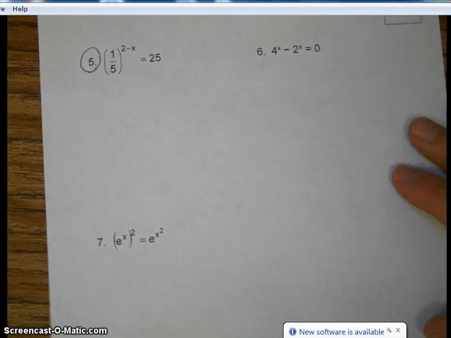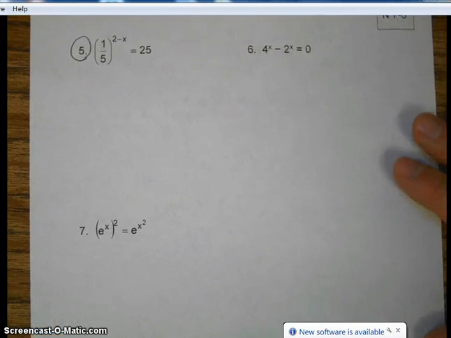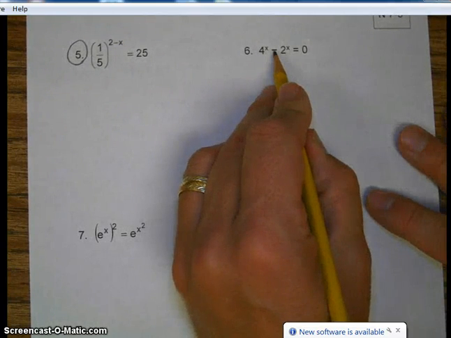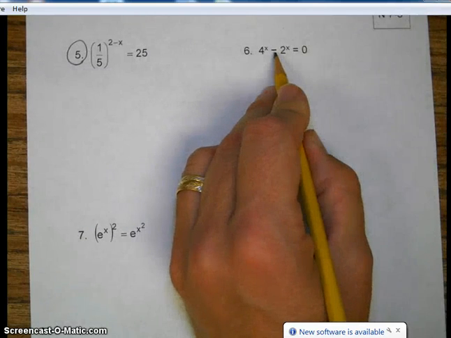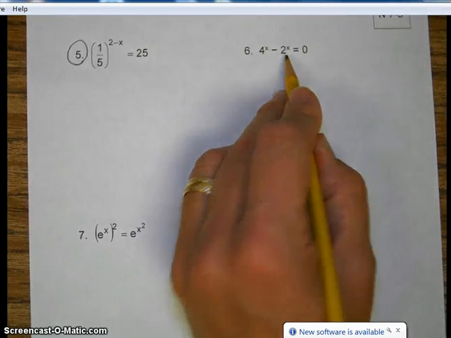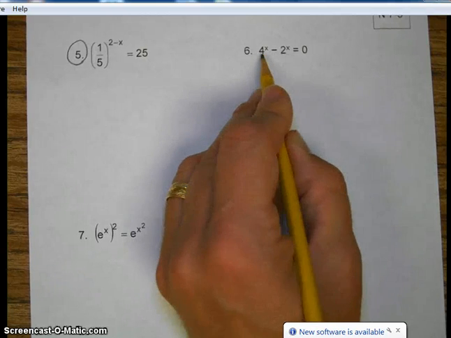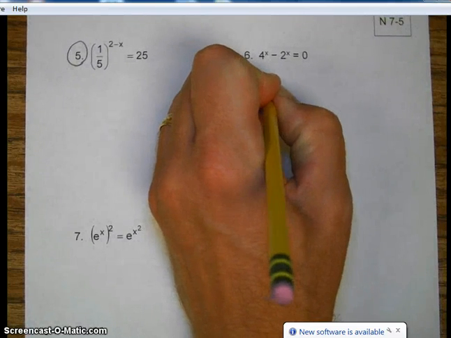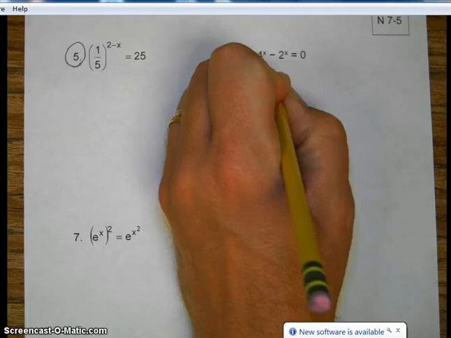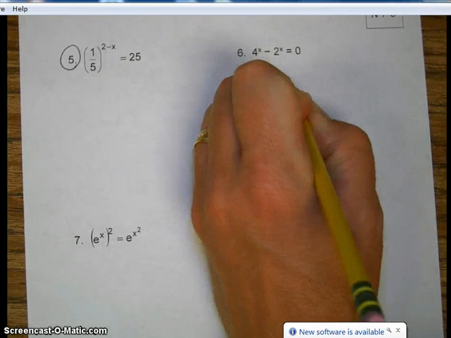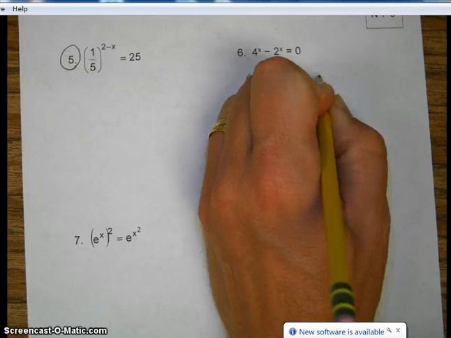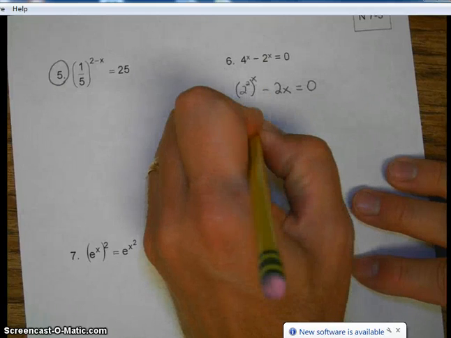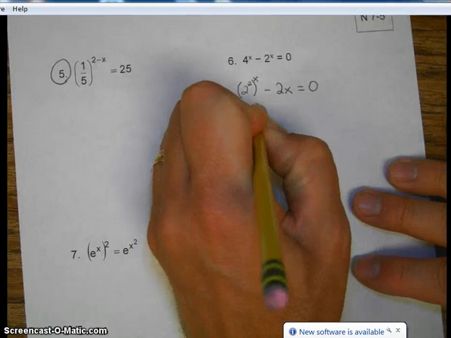Let's take a look at number 6. Number 6 is a little bit different. Okay, we're subtracting. So when subtracting, we have to have the bases the same. So let's change this to 2 squared raised to the x, minus 2 to the x equals 0. Okay, so far so good. Now we're going to multiply because we're raising an exponent to an exponent.